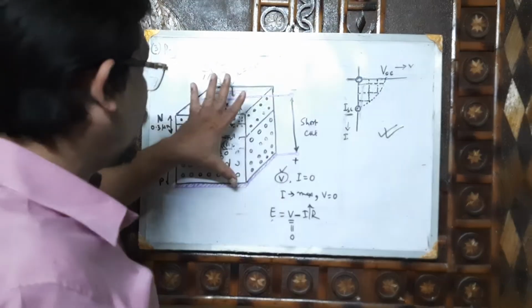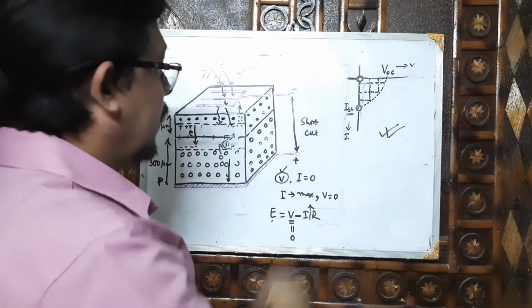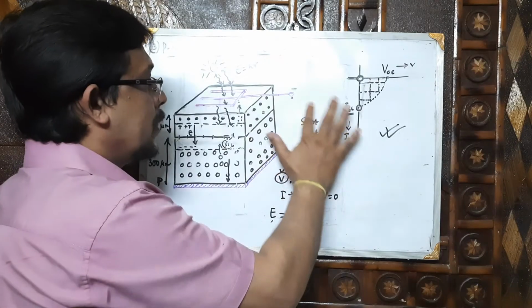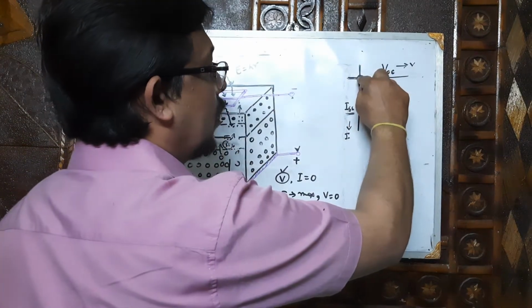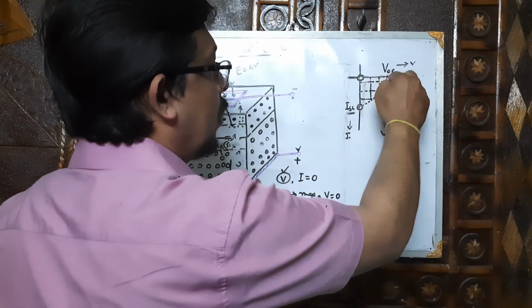Okay, so this is the function of how the solar cell works. And regarding the graph I have also shown, when it was open we get the voltage but no current. So we get the voltage, see the current is 0. This is the current axis, current is 0, voltage is maximum.